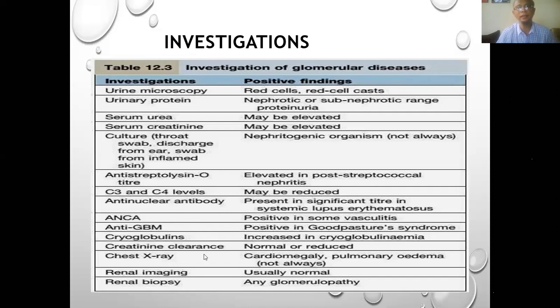In the chest X-ray, in a case of acute glomerulonephritis, you can get cardiomegaly. And if there is heart failure, that is acute left ventricular failure, you will get evidence of pulmonary edema. In renal imaging, either X-ray or sonology, it is usually normal. And in renal biopsy, you can get glomerulopathy. So these are the investigations. Among the most important are routine urine examination, renal function test, and cultures, and according to the etiology, you will advise many other investigations.